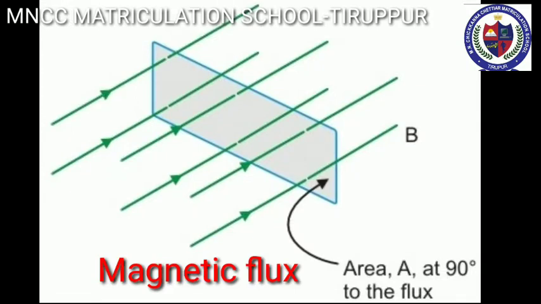Next we move to magnetic flux. Magnetic flux is the number of magnetic field lines passing through a given area. It is denoted by the symbol phi and its unit is Weber. The number of magnetic field lines crossing unit area kept normal to the direction of field lines is called magnetic flux density. Its SI unit is Weber per meter square.